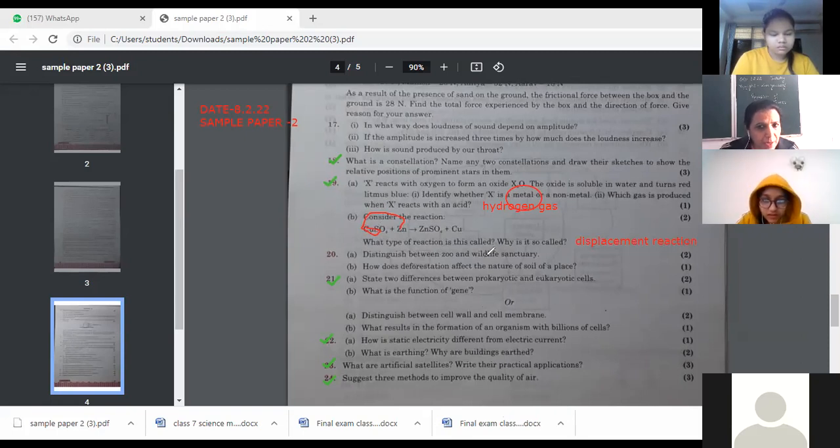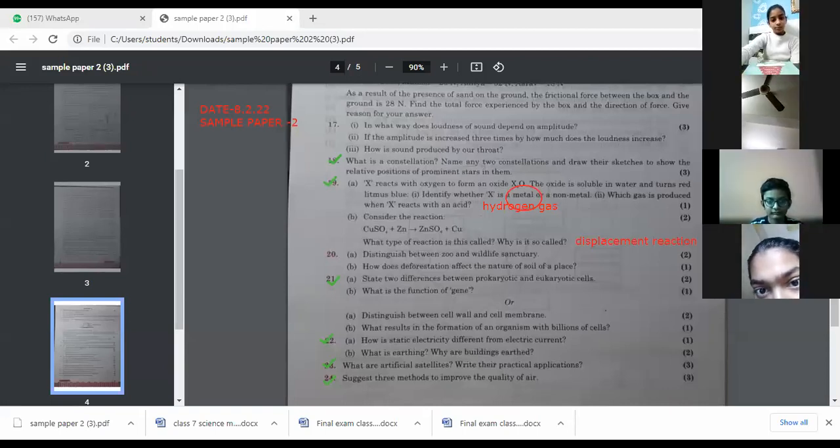Am I clear? The question is why it is called so. Because zinc displaces the copper from a salt solution. That's why we say this reaction is a displacement reaction. If you have not understood, kindly tell me. Is it clear? And I had given you the example also. The most reactive metal displaces the less reactive metal. The more powerful metal displaces the less powerful metal from its salt solution. Next is understood. Are you getting, children?